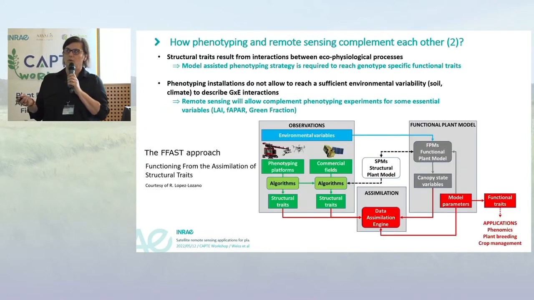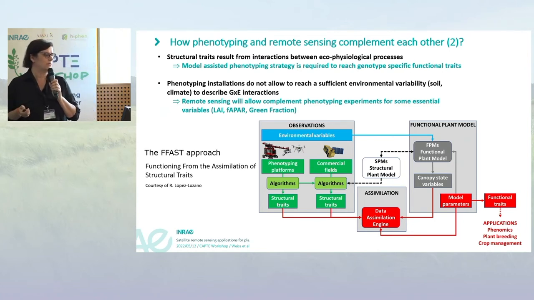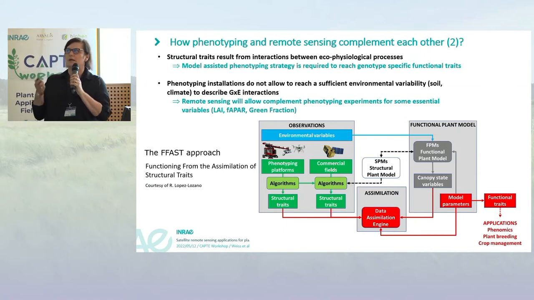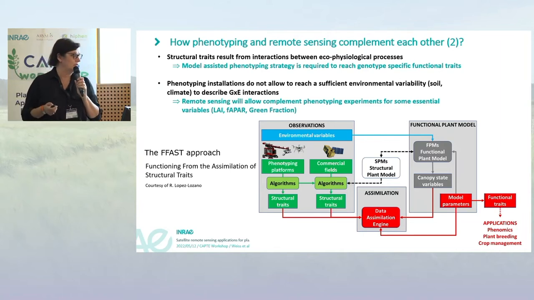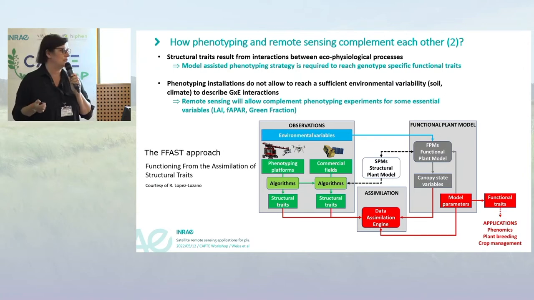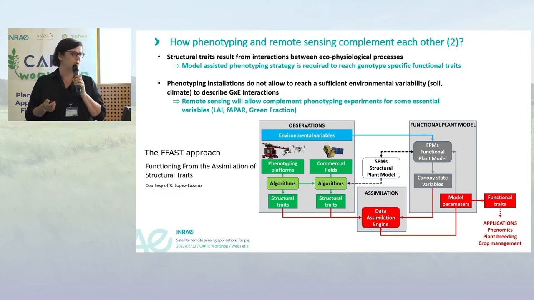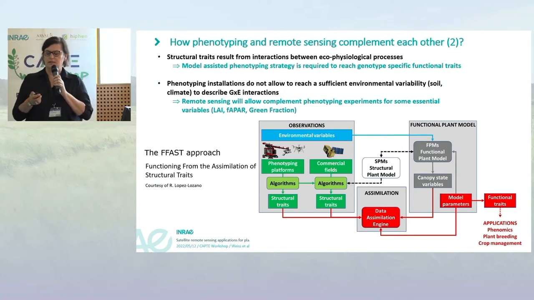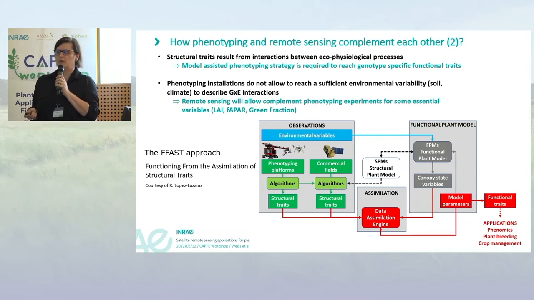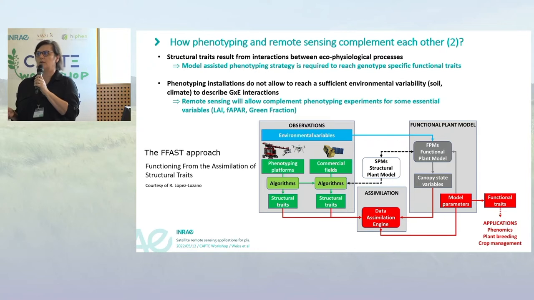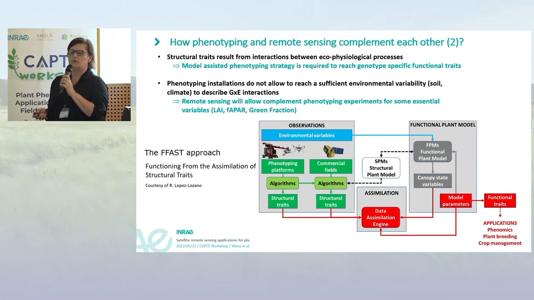Also, as I said earlier, remote sensing complements phenotyping by complementing the environmental sampling. This is very important if you want to go from the structural traits to the functional traits. And this is actually the topic of the FAST approach, a project which is beginning between CAPTE, LEPS, and the experimental unit of INRAE. The idea is to use a functional plant model and to assimilate data from phenotyping experiments and from commercial fields with the same cultivars, to better sample the environmental variability and be able to reach functional traits.